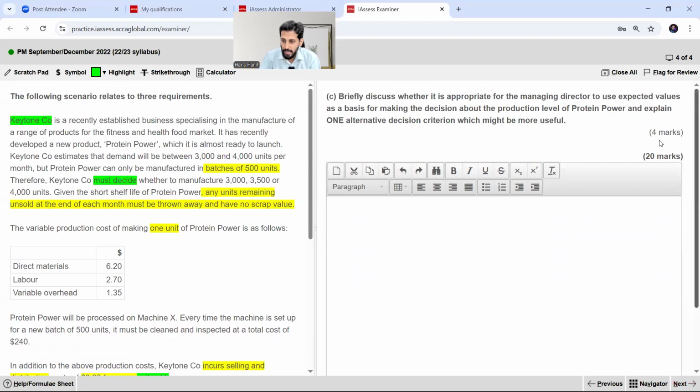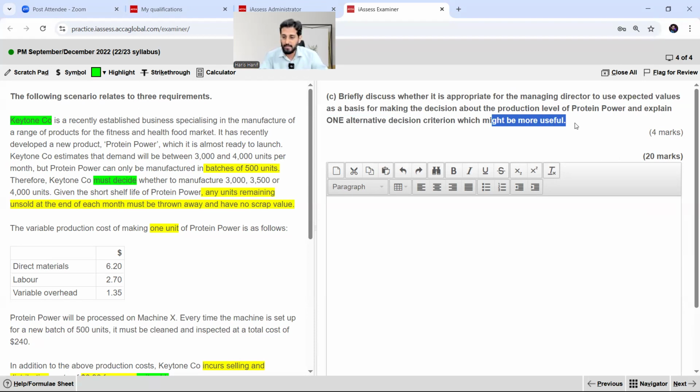Next, part C. Briefly discuss for 4 marks, so the 20 marks question would be completed. Briefly discuss whether it is appropriate, yes or no, for the managing director to use expected values as a basis for making the decision about the production level of protein powder, and explain one alternative decision criterion which might be more useful.